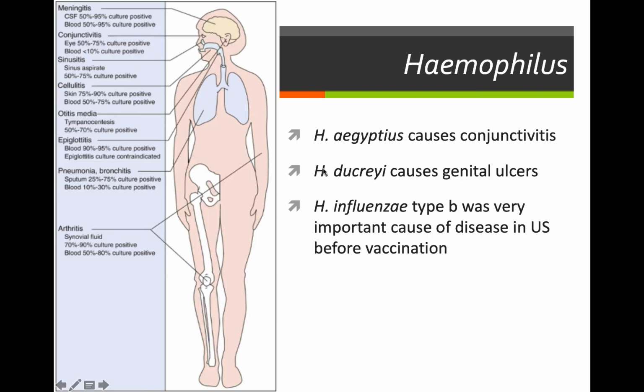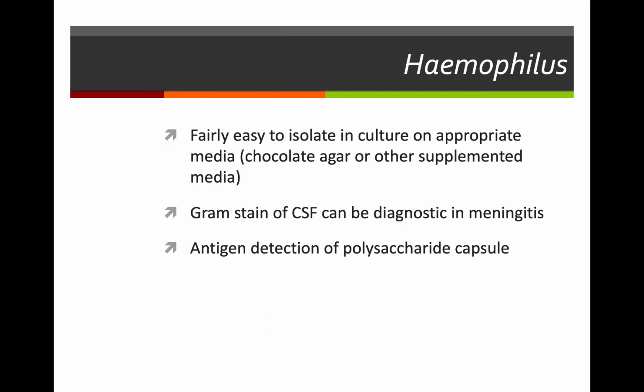Here are a couple of other species that can cause disease. There's a particular species, aegyptius, that's more highly associated with conjunctivitis or like an eye infection. There is a sexually transmitted infection associated with genital ulcers. And again, Haemophilus influenzae type B was an important cause of disease in the U.S. prior to the development of the vaccine. The bacterium is not super fastidious. It's fairly easy to isolate in culture as long as you've chosen the appropriate medium.